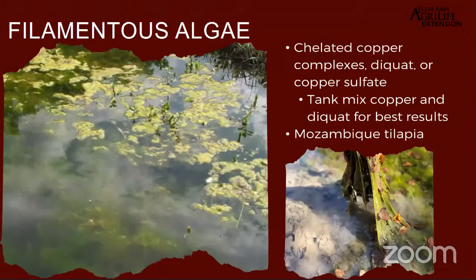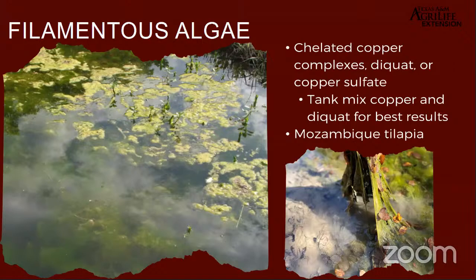Moving on to filamentous algae. So this is the number one thing I get calls about. This is typically what people refer to as pond scum or pond moss. It has that woolly-like texture. It's made of these single cells that form these long visible chains and threads and filaments. And again, it resembles that wet cotton.